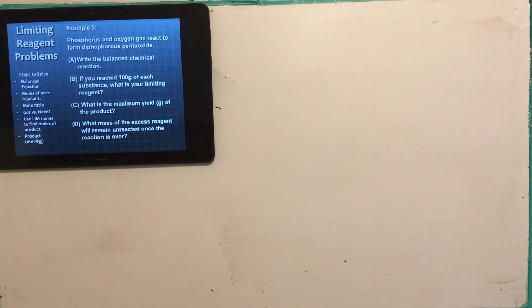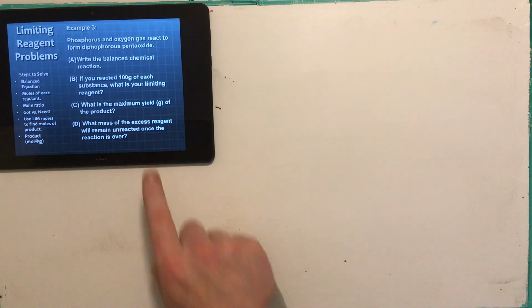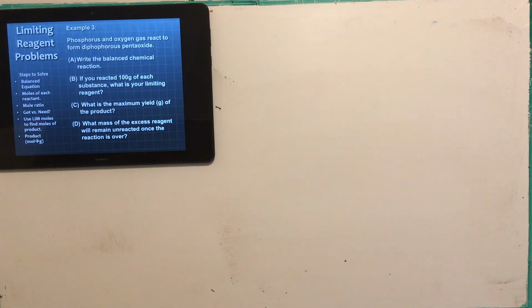Example 3. Wow, okay, there's a lot to it. 4 parts. Phosphorus and oxygen gas react to form diphosphorus pentoxide. Write the balanced chemical equation. So they do not give me the recipe. I have to figure that out. If you reacted 100 grams of each substance, what's your limiting reagent? What is the maximum yield of the product? And then what mass of the excess reagent will remain unreacted once the reaction is over?